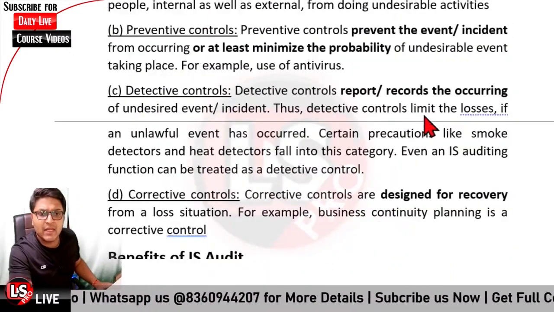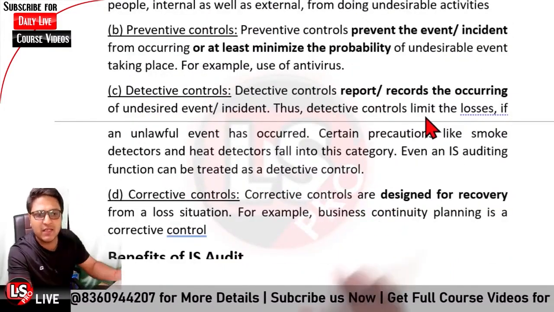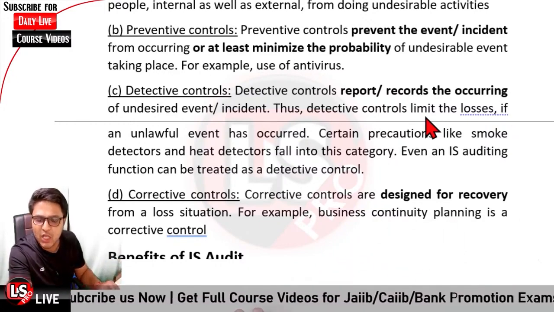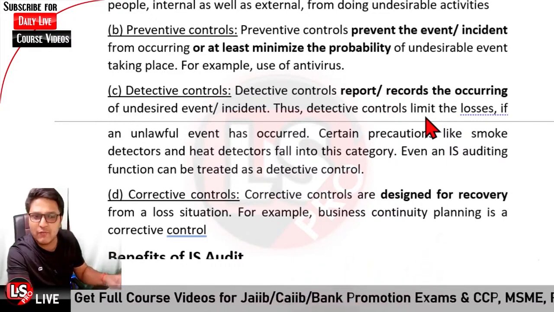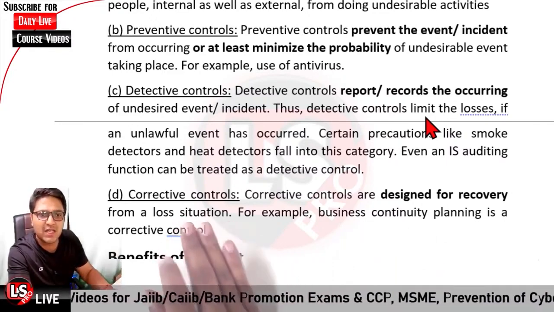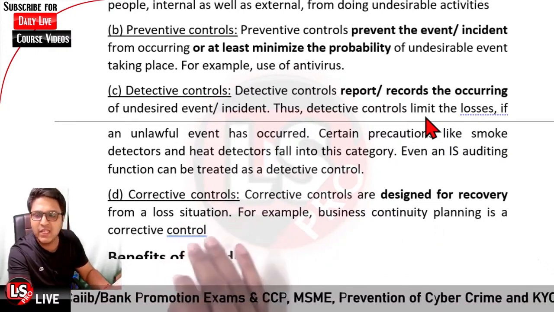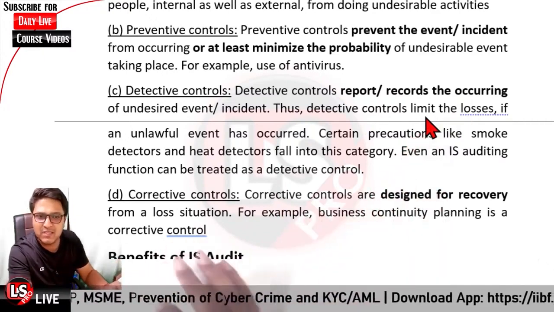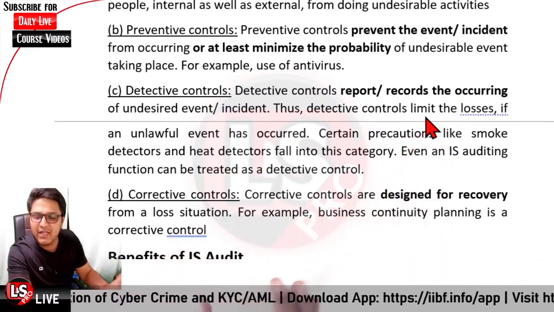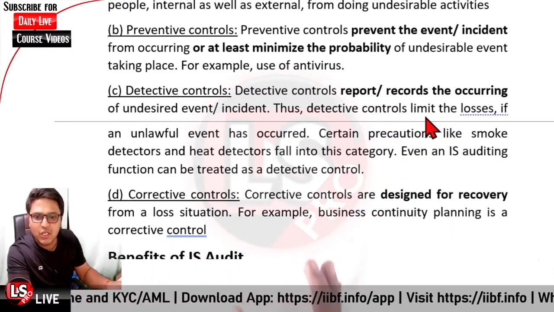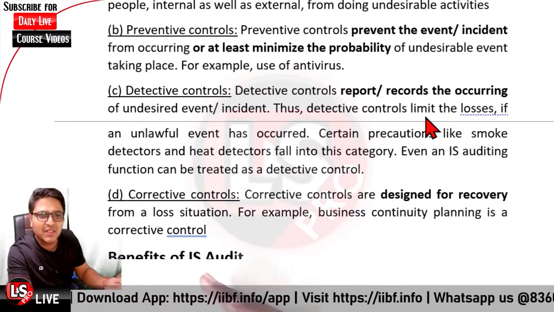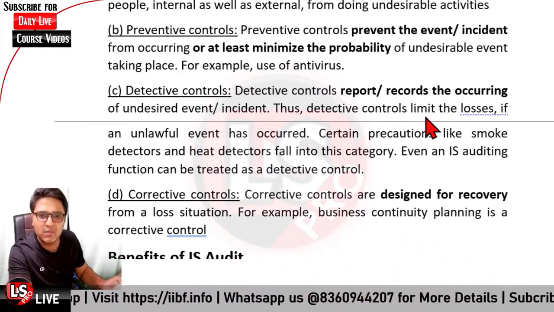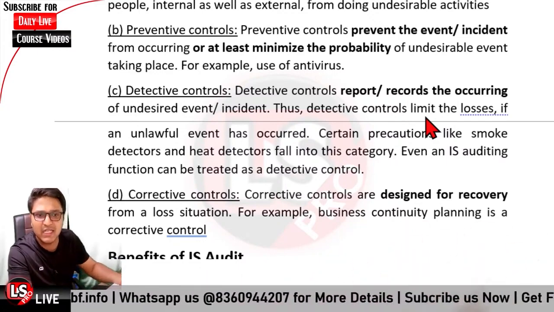Then it is regarding the corrective control. Corrective control is designed for recovery from a loss situation. If there is some loss situation, to recover from it we need to use corrective controls. Business continuity planning, that is BCP, is a corrective control. If an undesired event has occurred, to deal with it we use business continuity planning. That is a corrective control.